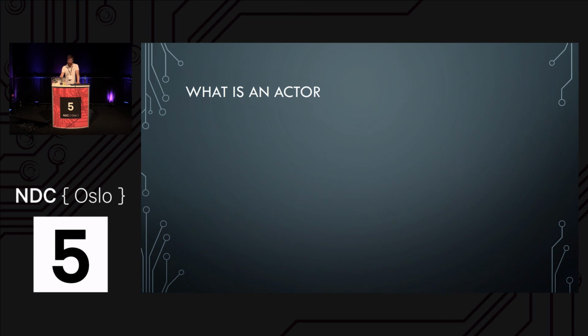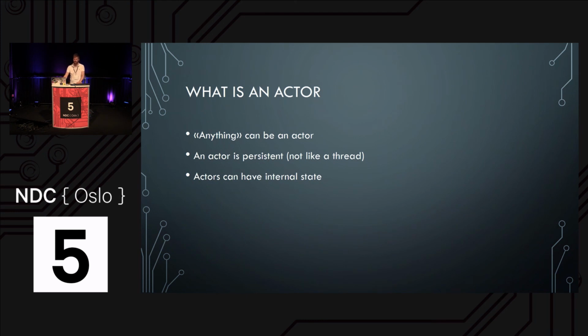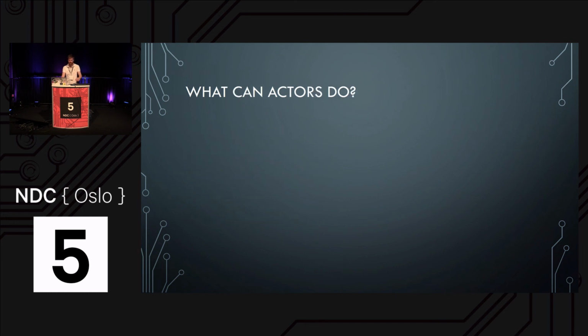So what exactly is an actor? Well, an actor can be pretty much anything you want it to be. An actor is persistent, so it's not like a thread that, when it's done its thing, just disappears. The actor will hang around and wait for messages unless you kill it or it dies in other ways. And actors can have internal state, which is very useful. And an actor has an address. Like you would have a reference to an object, here you have an address to an actor. And an actor also has a mailbox. So if you send a message to an actor's address, it will end up in the mailbox. And the mailbox is basically just a queue. So each actor has its own queue and then handles those messages.